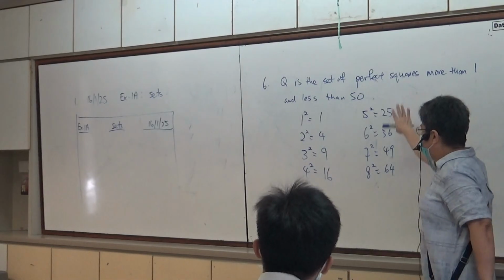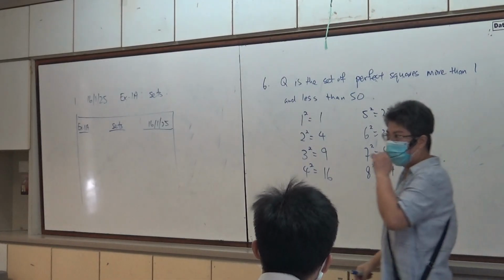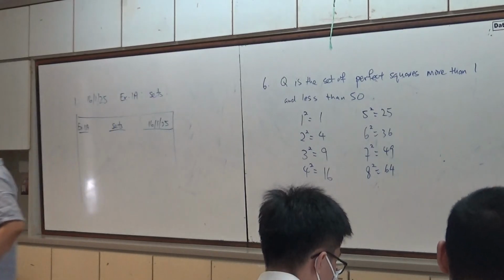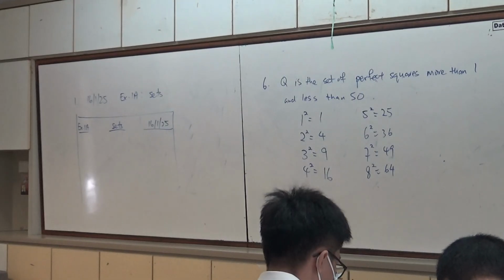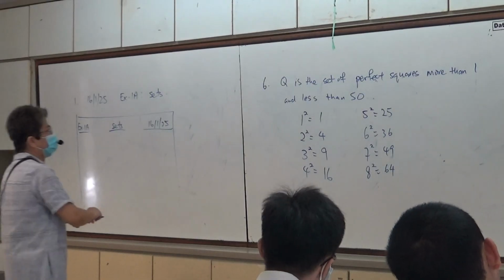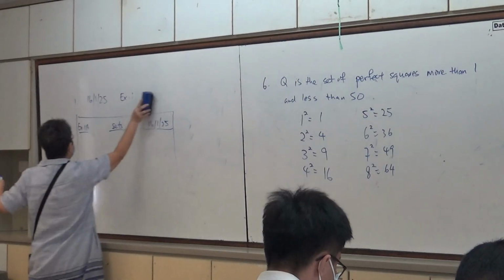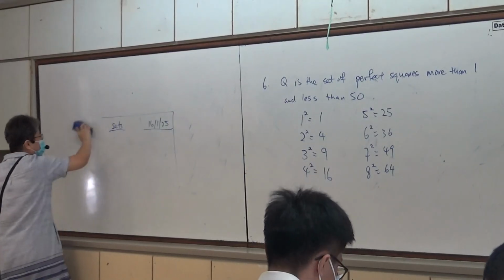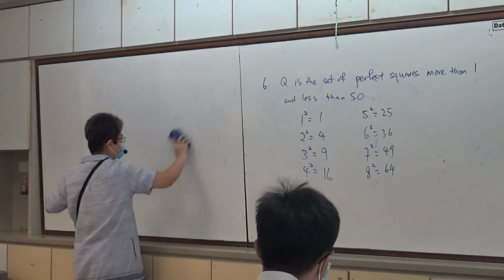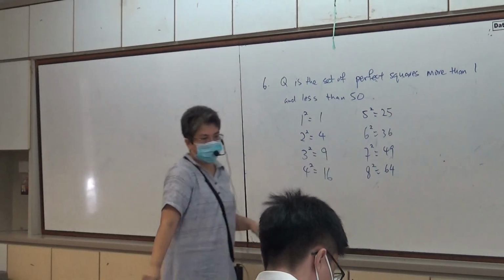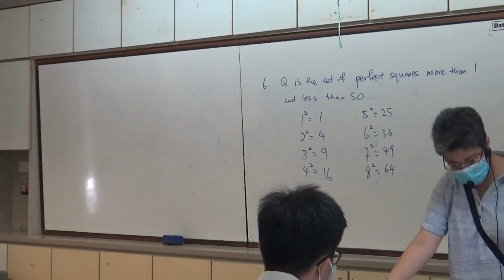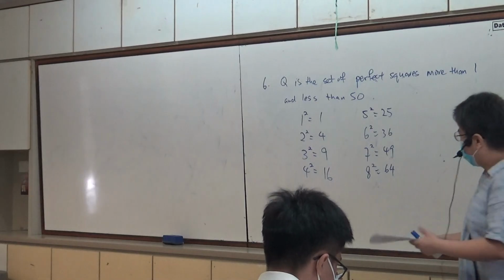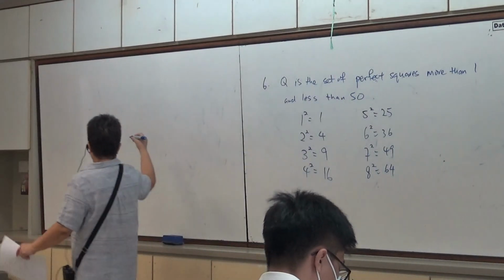Correct now? Okay, can you copy this first? This set of numbers. This set are perfect squares. Okay, then we are going on to the next part, part 1.